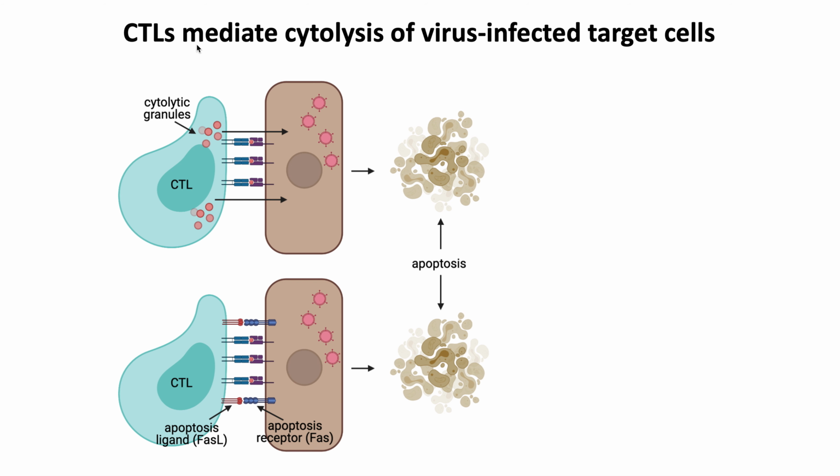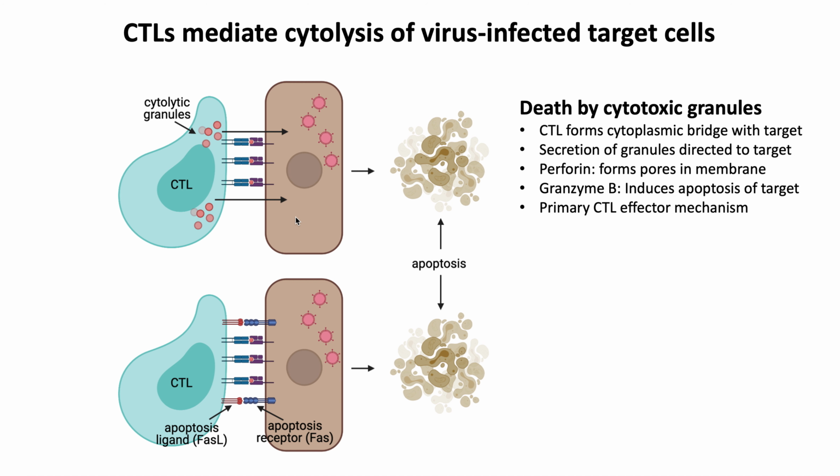Lastly, let's talk about cytotoxic T lymphocytes. Cytotoxic T lymphocytes specialize in mediating cytolysis of virus-infected cells. So here we have a CTL that is interacting with a virus-infected target cell. And this CTL forms a cytoplasmic bridge with its target. And once it forms that bridge, it starts to secrete granules that allow it to kill this target cell.